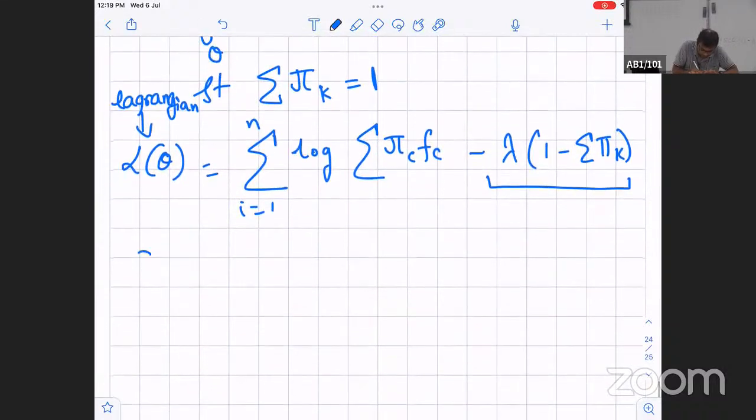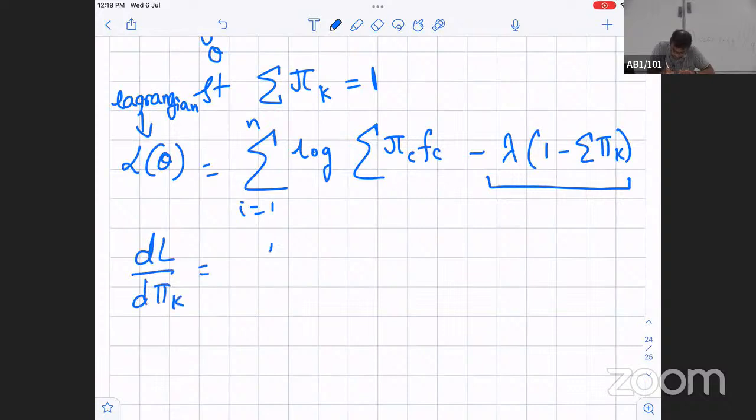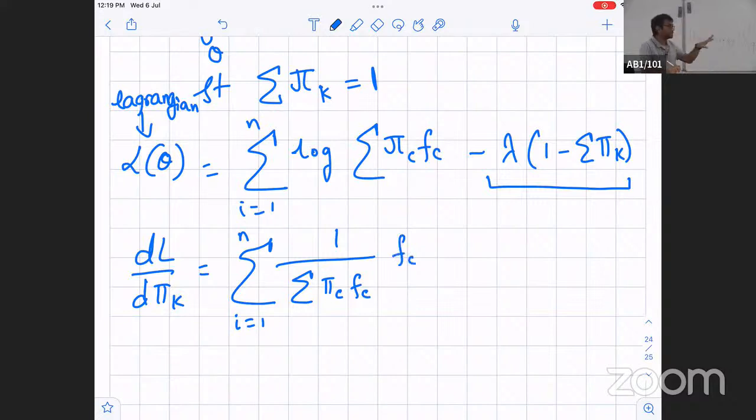So I would have done dL by d pi k, right? When I do that, you will have the same thing, i going from 1 to n, 1 over summation pi c fc, times fc. That we saw, it's the same thing as before. Then there is an extra term coming from here, which is plus lambda. This equal to 0 is one of the conditions. Why am I setting it equal to 0? That's the same discussion that I had before, that at the top the derivative is 0. So this is 1.